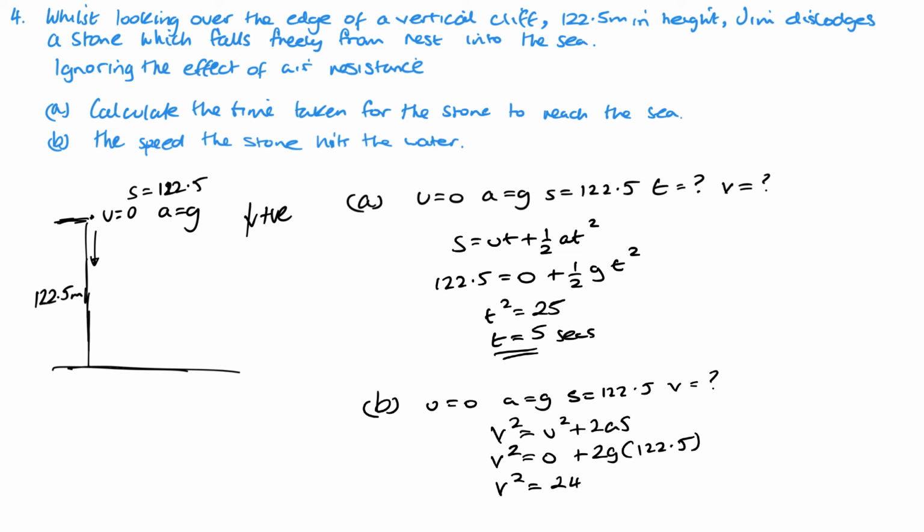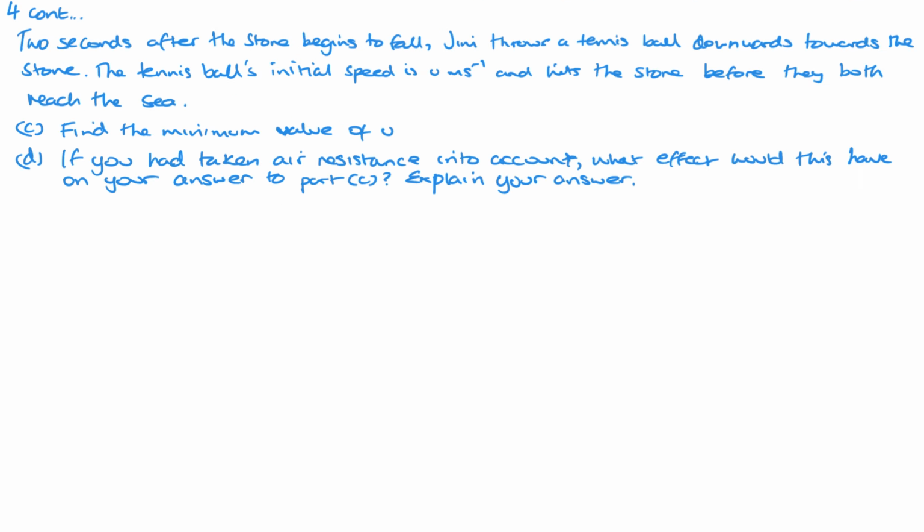So this is 2401, so v is the square root of that, which is 49 meters per second. Oh, they give us nice values for a change. Now, as we go into the question further, it tells us that after 2 seconds after the stone begins to fall, Jim throws a tennis ball.